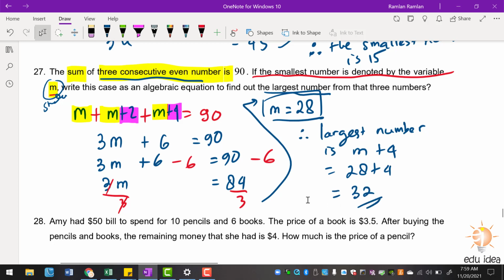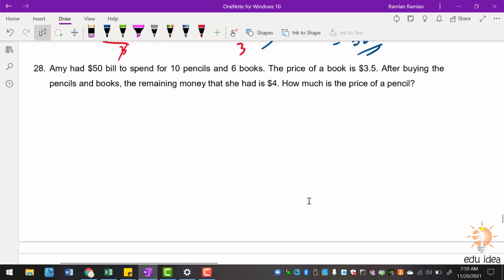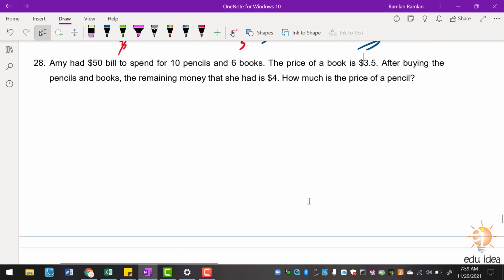Okay. Next question, number 28. Amy had a $50 bill to spend for 10 pencils and 6 books. The price of a book is $3.5. After buying the pencils and books, the remaining money that she had is $4. How much is the price of a pencil?